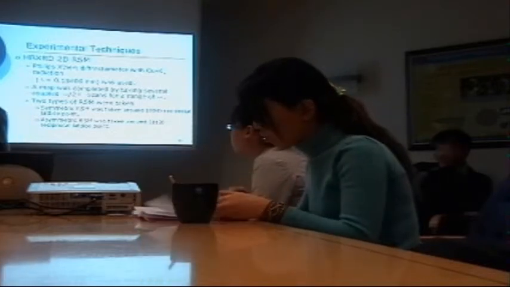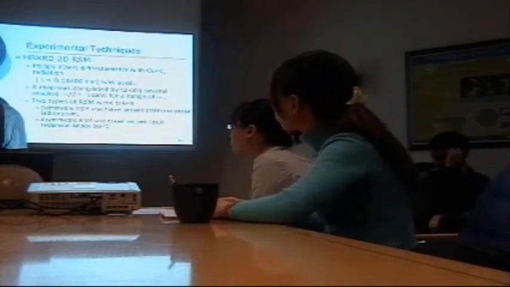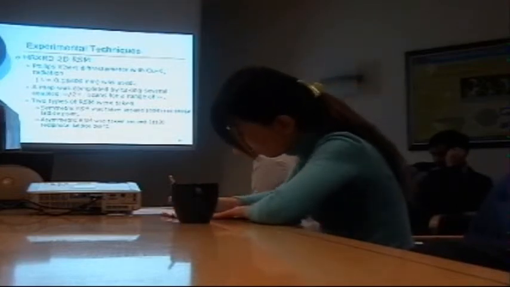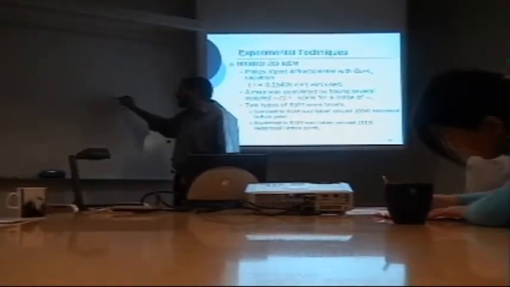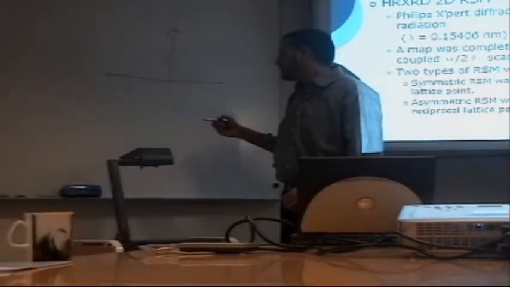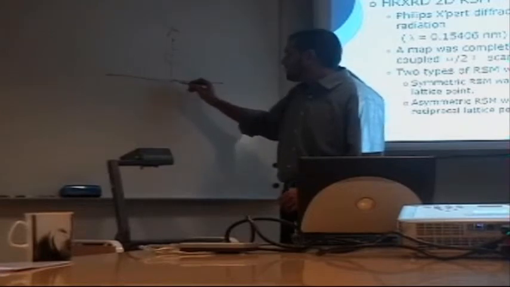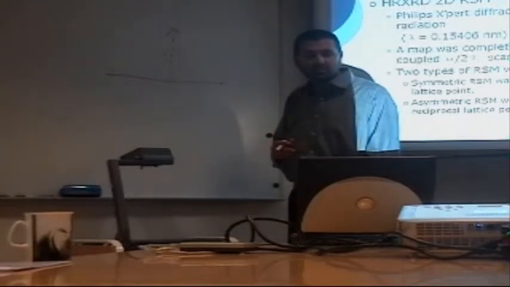When we say symmetric, symmetric reflection means the reflection is from the planes parallel to the surface. So those points can be 004, 008. So we have taken this 004 reciprocal lattice point, and in the case of 113, here we have seen the asymmetric reciprocal space map.